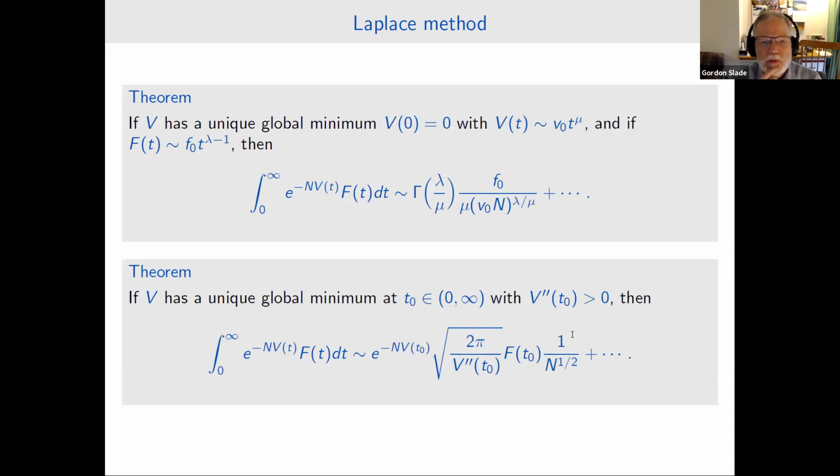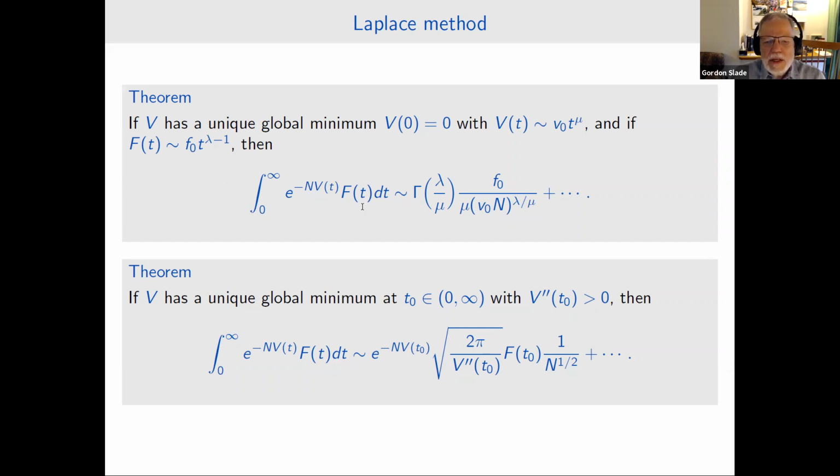So let me remind you about the Laplace method for the evaluation of the asymptotic behavior of integrals with a large parameter in the exponent. The book by Olver is a very good reference for this. There are two cases that are relevant for what I'm going to be describing. One is the case where this function v that shows up here in the exponent has a uniquely attained global minimum at 0. I'm always interested in the case where v of 0 is 0, and that's the only case I'll be discussing. So here, if 0 is the uniquely attained global minimum, with v behaving like t to the mu for some positive mu at t equals 0, and if f is integrable at 0, diverging no worse than 1 over t, so you want t to the lambda minus 1 with lambda positive, so that this integral makes sense.